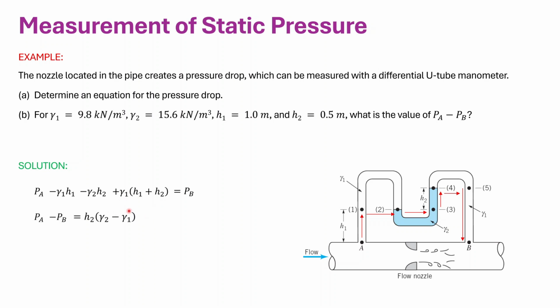Therefore, if we rearrange this equation here, PA minus PB equals H2 times (gamma 2 minus gamma 1). If we plug in numbers that were already given to us, we get the pressure difference is equal to 2.9 kilopascals.